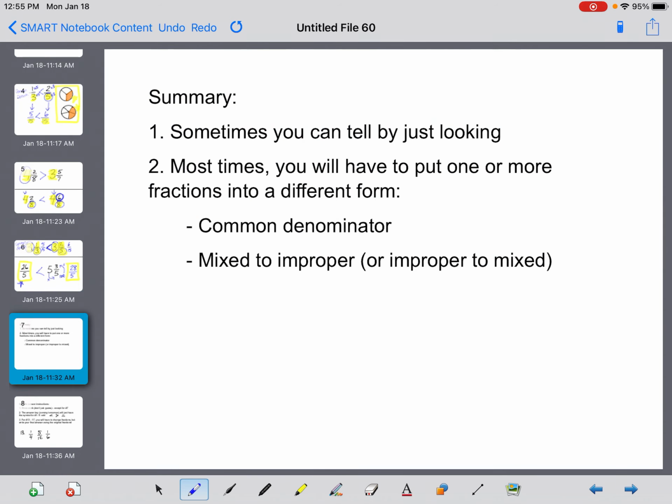All right, so a summary. Sometimes you can tell which fraction or mixed number is larger just by looking. Okay, some of the easier examples that we looked at. In your lesson, most of them are not going to be the ones where you can just look and tell. So for your lesson, most times you're going to have to put one or more fractions into a different form. And you're going to do that by finding a common denominator, or maybe changing a mixed to an improper, or an improper to a mixed. It will depend on the situation, so you need to look at each question and decide, how can I make these fractions easy for me to compare? All right, so you need to make some choices about that.